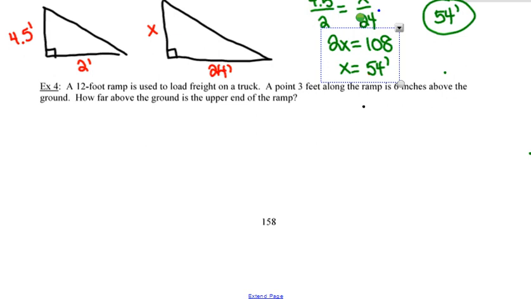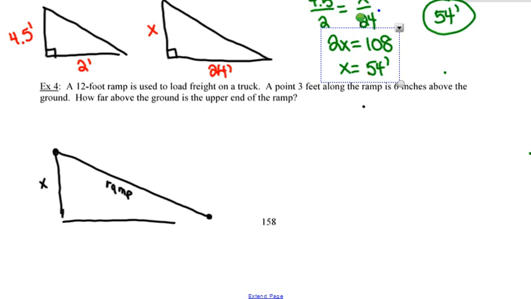So I'm going to think about what it looks like when I load stuff onto a truck. I'm going to have a ramp that goes from the ground up to the back of the truck. So this is my ramp, so to speak. There's the back of my truck, or the height of my truck. The ground, of course, is going to be perpendicular. And this ramp is 12 feet long from end to end. At a point that's 3 feet along the ramp, so I'm going to put my 3 foot right here, that ramp is 6 inches above the ground.